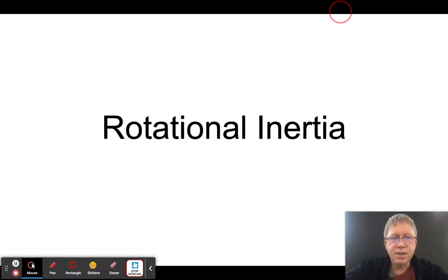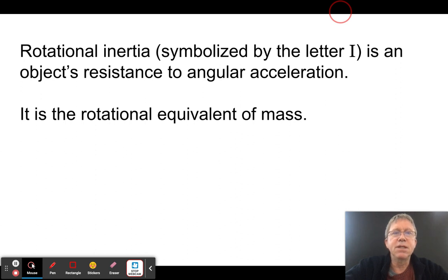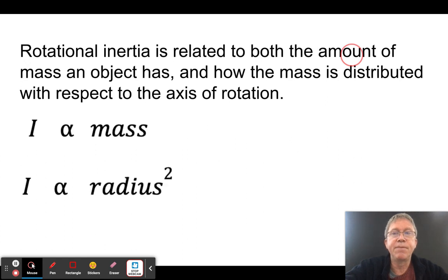Okay, so for everything we studied in translational physics up to now, there's going to be an equivalent in terms of rotation. So let's just look at rotational inertia. Rotational inertia is essentially the same thing as mass in translational physics, and we're going to symbolize it with the letter I, which is a little bit tricky because sometimes it looks like a one. Basically, think of it this way: just as mass is the resistance to an object's translational acceleration, I is an object's resistance to angular acceleration. So it serves the exact same thing that mass does in all the physics we've done up to now.